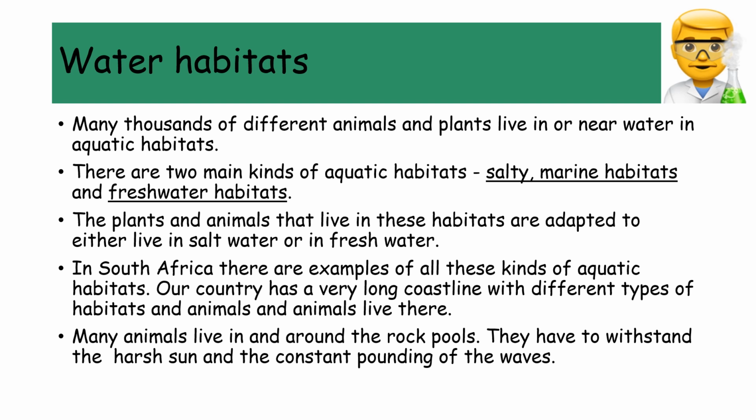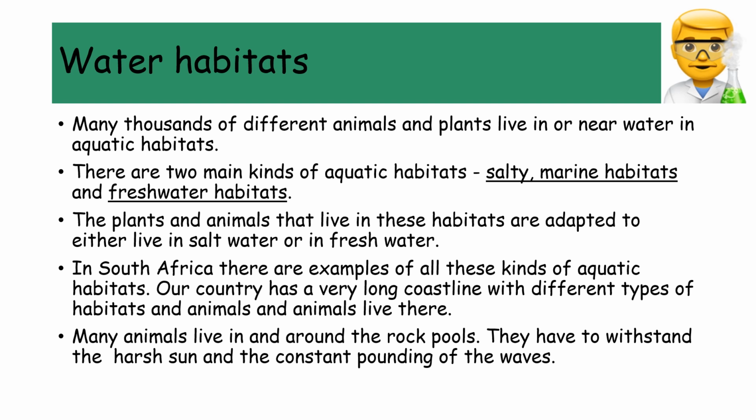If we look at the water habitats first, many thousands of different animals and plants live in or near water and aquatic habitats. There are two main kinds of aquatic habitats: salty, marine habitats, and freshwater habitats. The plants and animals that live in these habitats are adapted to either live in salt water or in fresh water. In South Africa, there are examples of all these kinds of aquatic habitats. Our country has a very long coastline with different types of habitats, and animals live there.